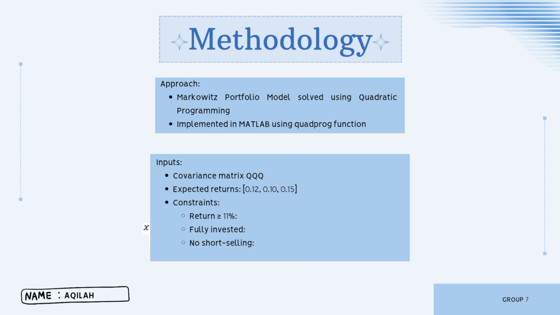For the constraints, first, the expected return must be at least 11% and the total investment must be 100%. And the last constraint, we don't allow short selling, so all proportions must be 0 or above.